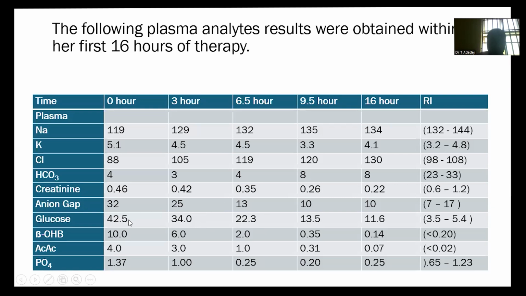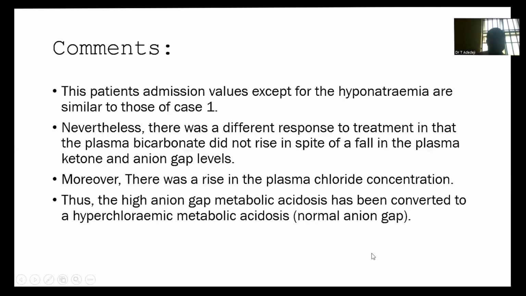We saw the value of glucose here fell through the management period, and the ketones also were falling instead of rising as in the first case. We can see the phosphate level also, from a hyperphosphatemic state falling down to a hypophosphatemic state. Now, the patient's values, except for the hyponatremia, as I said, are similar to those of the first case. Nevertheless, there was a different response to the treatment in this second case as against the first case.